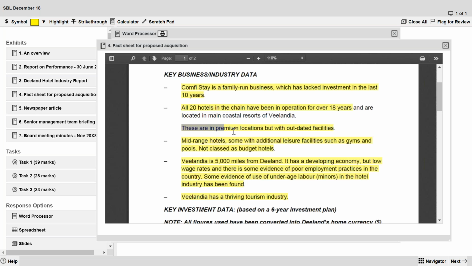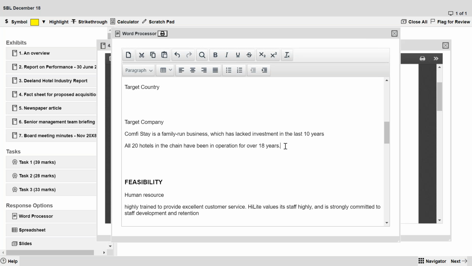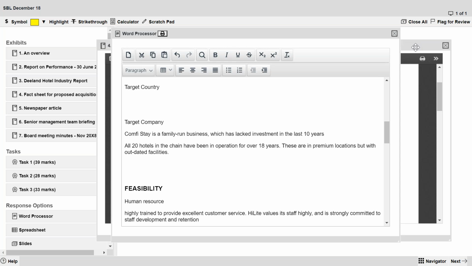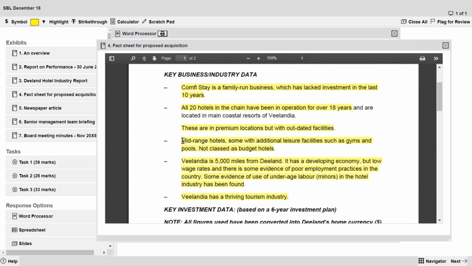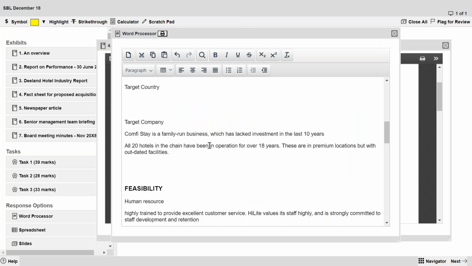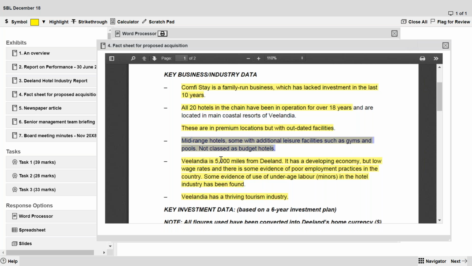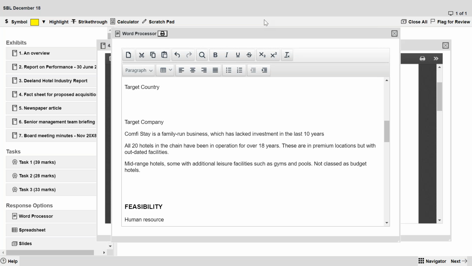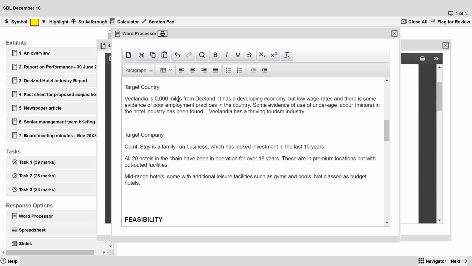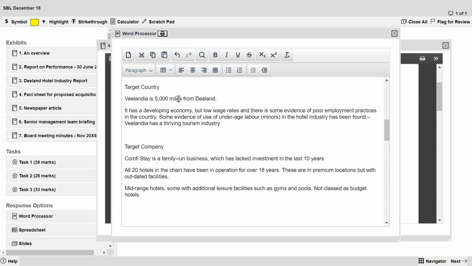These are premium locations but with out-of-date facilities. I will continue with this, copy paste it here. Mid-range hotel. What else? Now Villandia, all this information about Villandia I will copy and I will paste under target country. Villandia is 5,005. It has a developing economy.